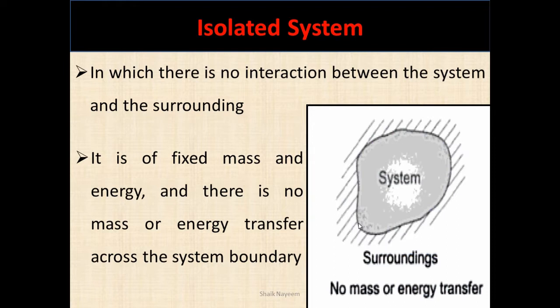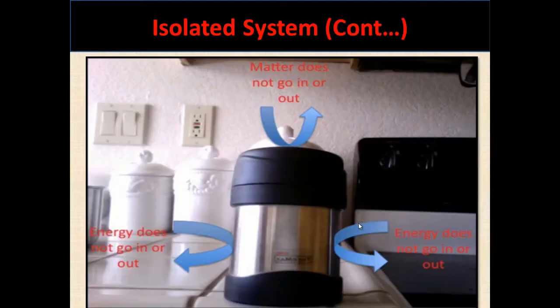On the right side we have a diagram which indicates an isolated system, in which there is no mass transfer and no energy transfer. That means it is living as an isolated one. So this is the best example of an isolated system. But whatever it may be, complete, pure isolation does not exist. Some energy may be lost from the system, but pure isolation is not there.